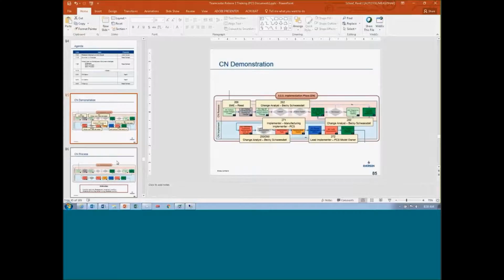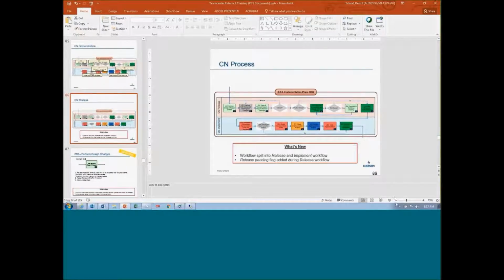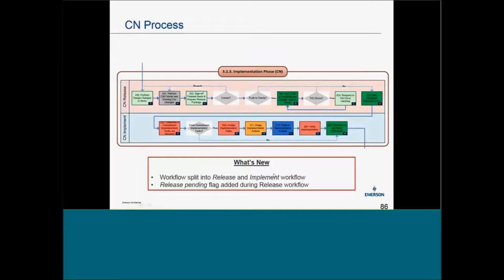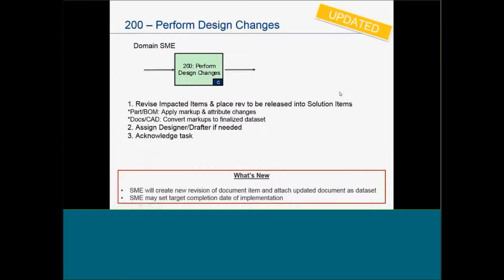So in the CN release workflow, a release pending flag will be added to the items while they're processed here before the items are released. And then in my 200 step, my first step, I have some new instructions. First, revise the impacted items, and then place the rev to be released in the solution items folder. There's instructions here for parts and bill of materials and PCS documents.